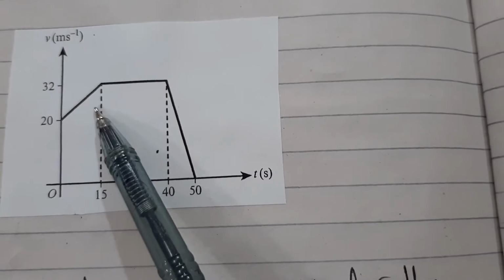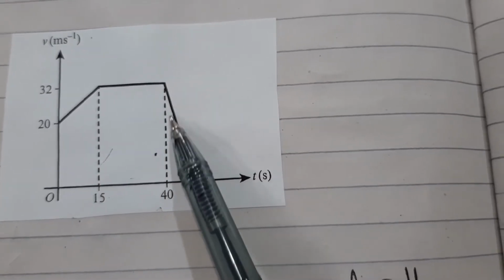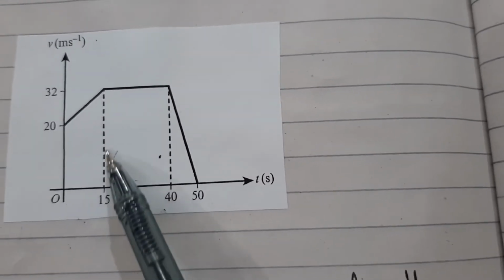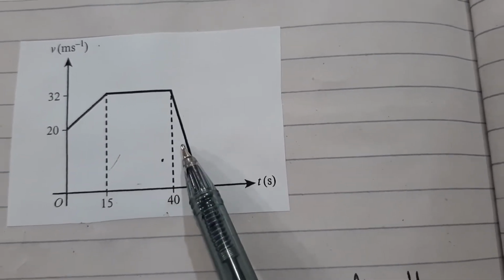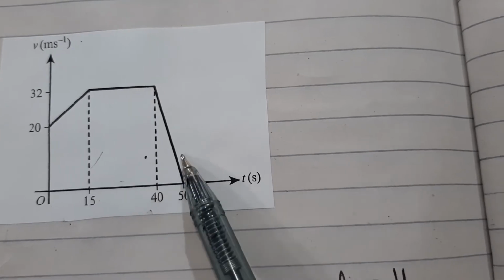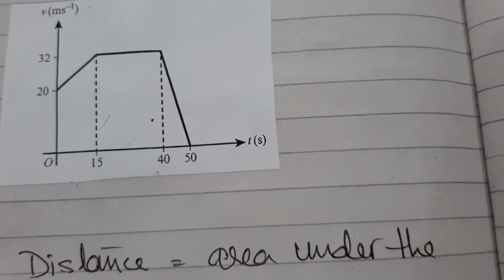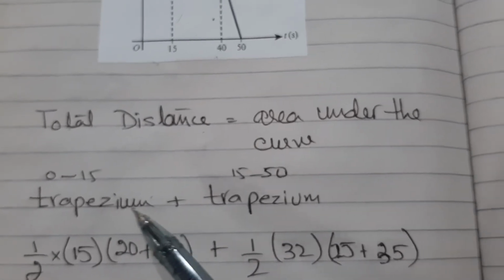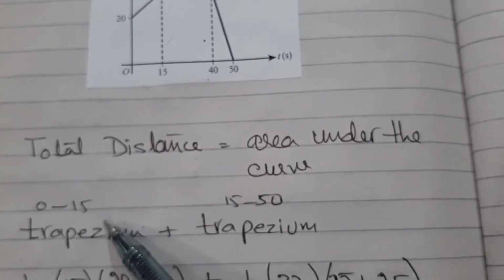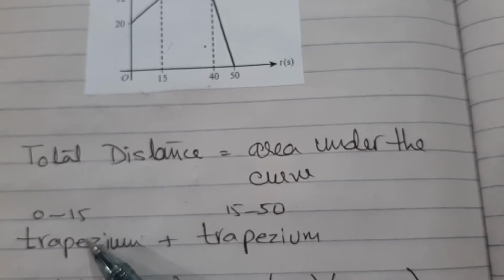Or I can do trapezium, and this is also a trapezium. Can you notice? This is also trapezium. So it's up to you. You can find the area of two trapezium or trapezium, rectangle, triangle. You will get the same answer. Let's see what I have done here. So I have found area covered under the two trapeziums, right?